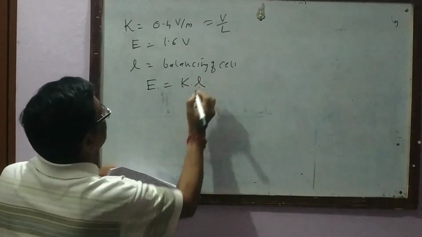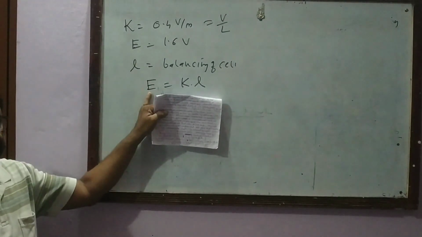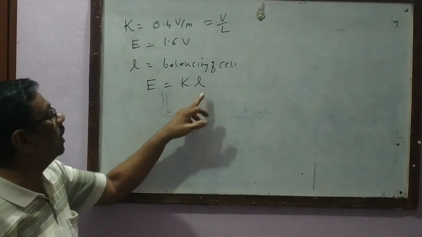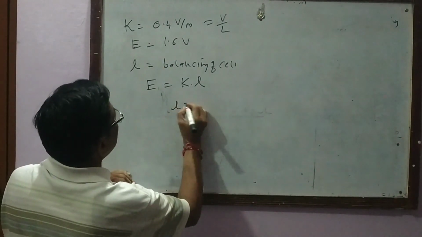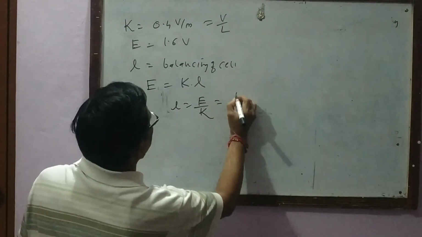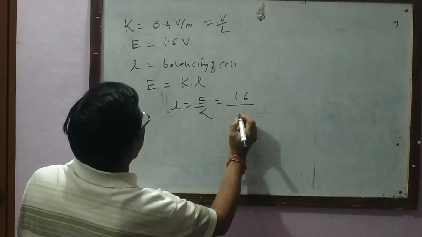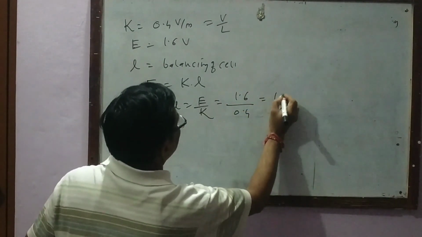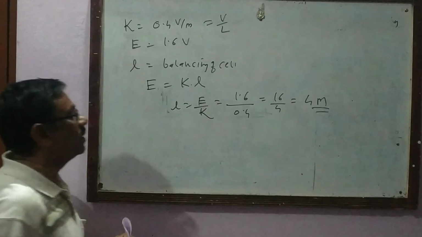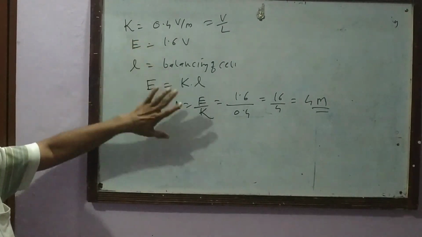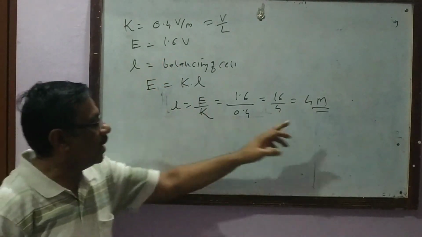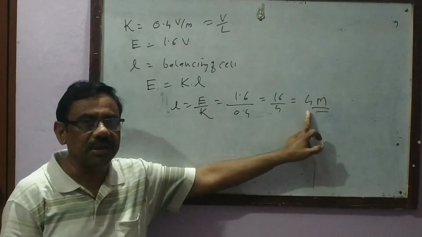We have seen the EMF of the cell is equal to K times L. This is the important formula. The EMF is equal to the fall of potential along the length of the wire, hence E is equal to K into L, and here L is equal to E upon K. E is given to you, that is 1.6 divided by K, which is 0.4, that is equal to 16 divided by 4, which is 4 meter. This will be the balancing length against the cell. In this way, we have seen the example on EMF of a cell, and this is one of the important examples for 1 mark in the multiple choice question.